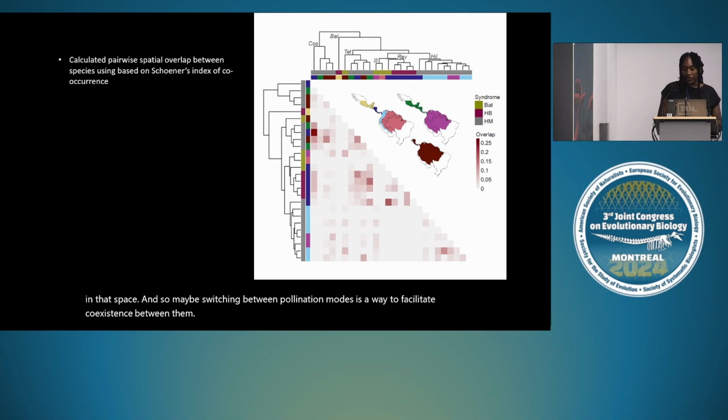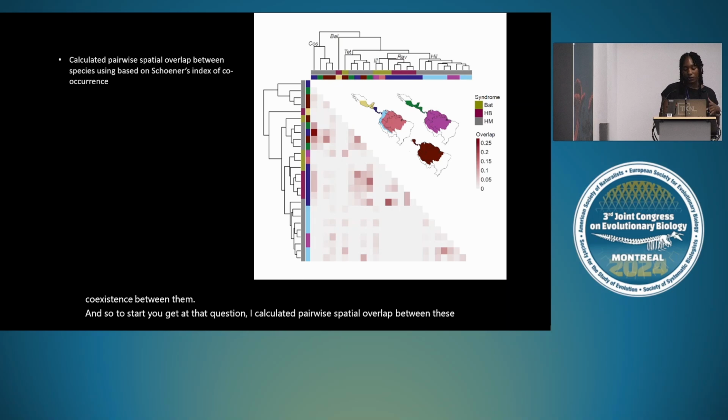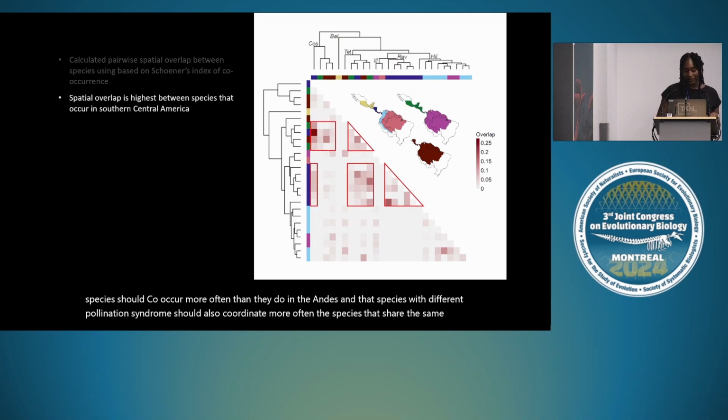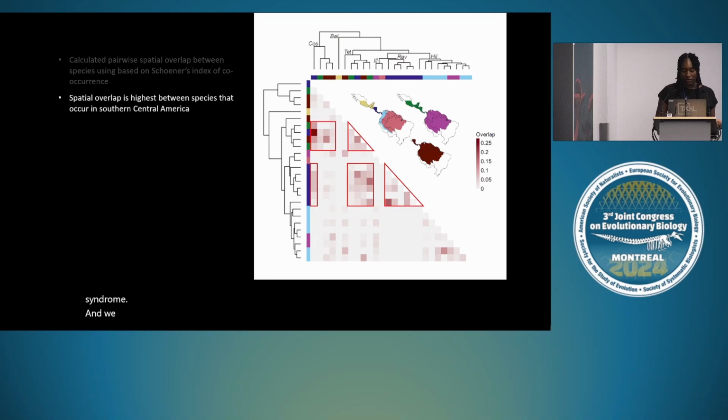And so to start to get at that question, I calculated pairwise spatial overlap between these species using Schoener's index of co-occurrence. And so my expectation was that if there is more competition among species in southern Central America for pollinators, then those species should co-occur more often than they do in the Andes, and that species with different pollination syndromes should also co-occur more often than species that share the same syndrome. And we see some of those patterns come out.